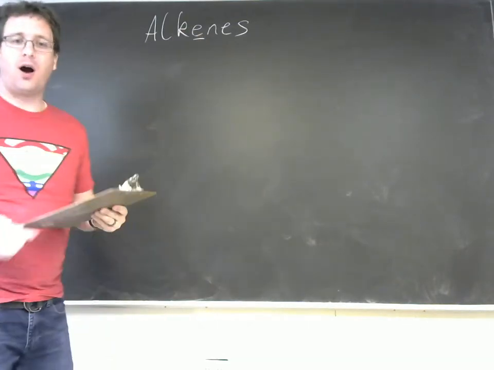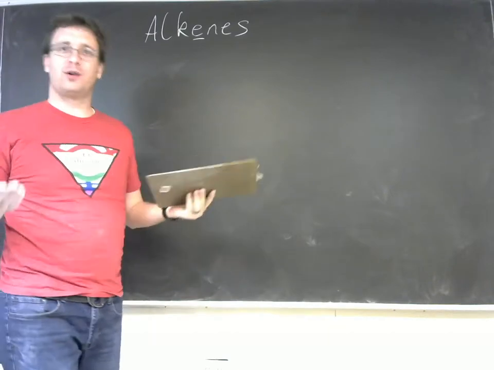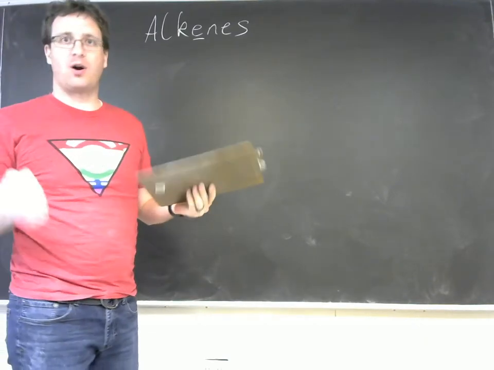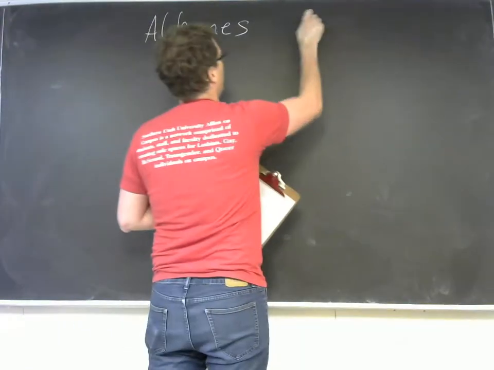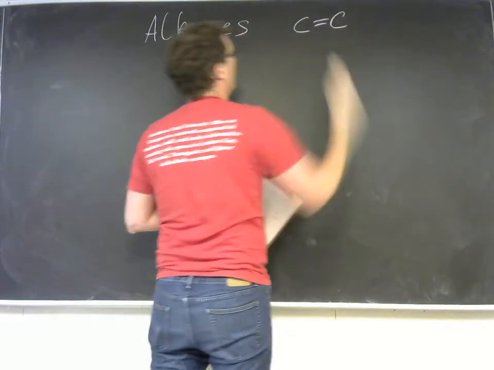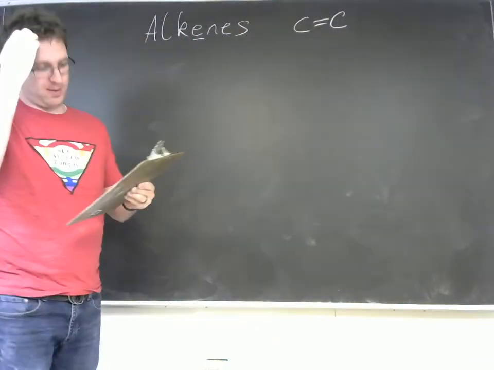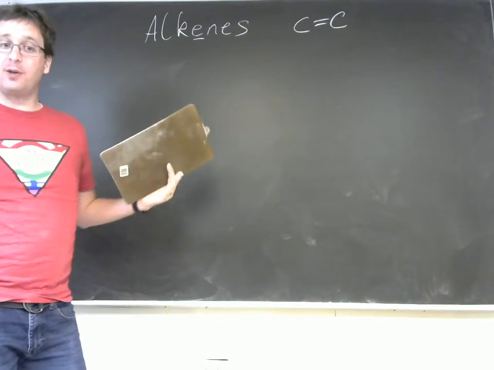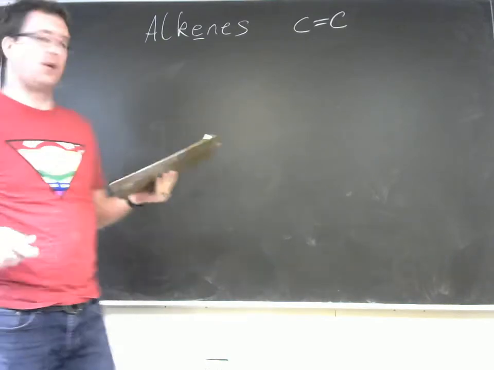Alkenes are hydrocarbons which have one or more carbon-carbon double bonds. So they're defined by having a carbon-carbon double bond. They've got fewer hydrogens, and so they're called unsaturated.